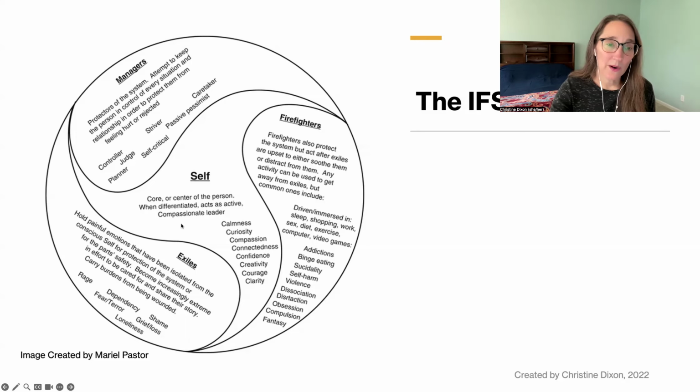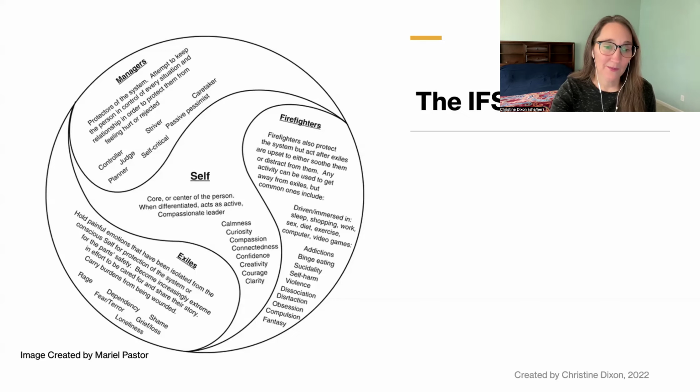And it's the core, right? The center of the person. When differentiated, it acts as an active, compassionate leader of the inner family with all of these different parts. And it has these 8 C qualities of calmness, curiosity, compassion, connectedness, confidence, creativity, courage, and clarity. And every person on the planet has this core self. It is what connects us to the all-cap Self, the love of the whole universe, but we all have this at our core.